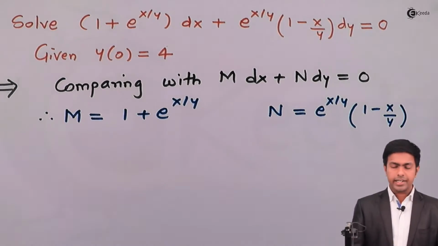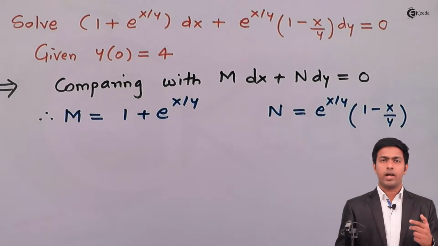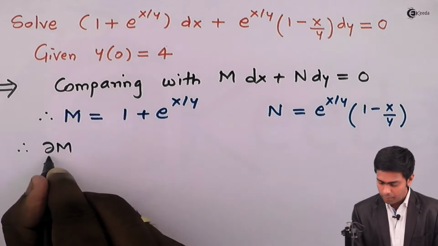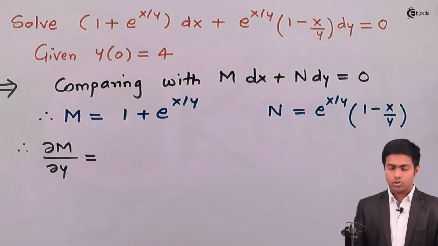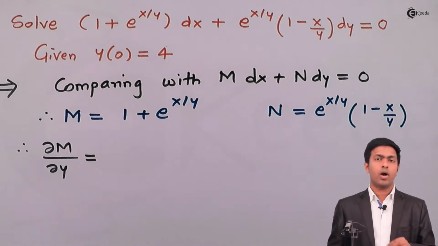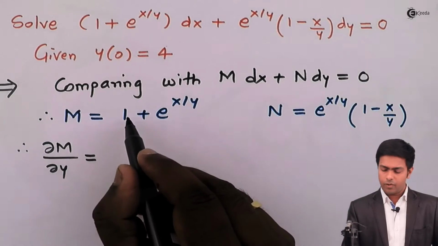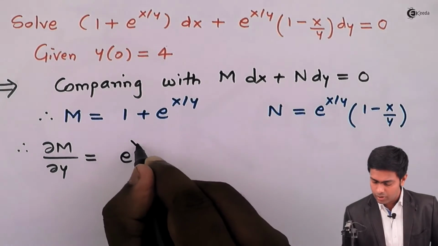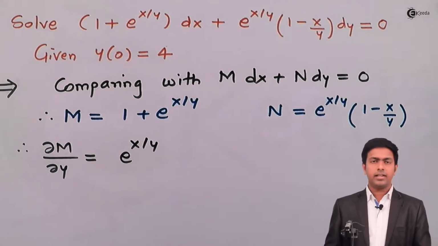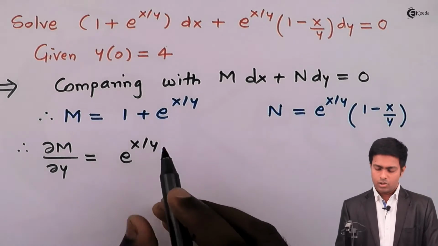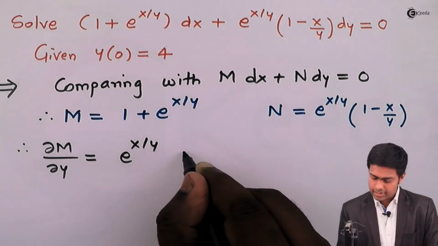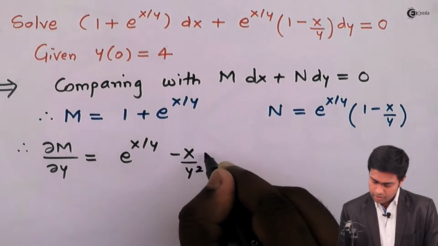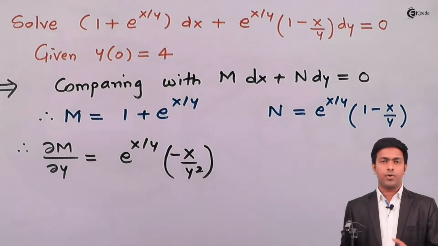Now guys, to prove that it is exact, we have to find the value of ∂M/∂y and ∂N/∂x. So let's find it out. Therefore ∂M/∂y equal to, for that I have to differentiate M with respect to y partially. The derivative of 1 is 0 with respect to y, and the derivative of this is e raised to x upon y, and again the derivative of x by y. In that x is constant, so x is as it is, and the derivative of 1 upon y is minus 1 upon y square. So guys, this is the value of ∂M/∂y.